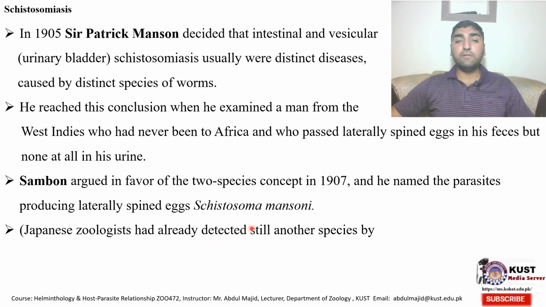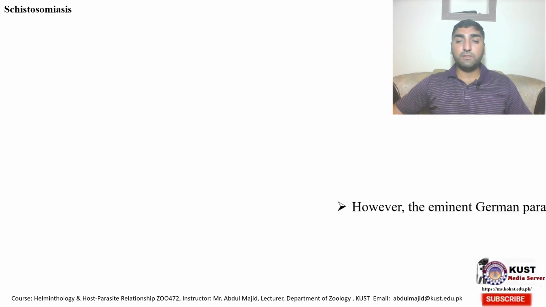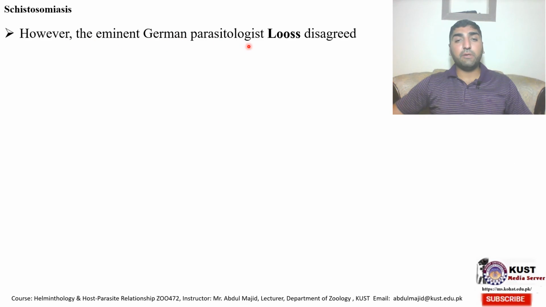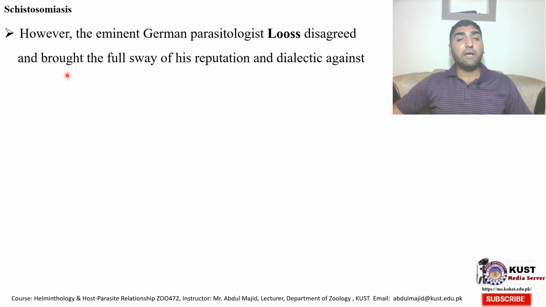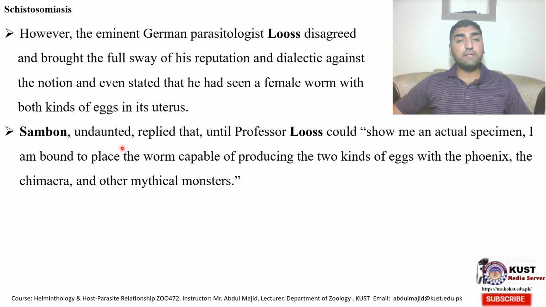Japanese zoologists had already detected still another species by this time, but their reports were generally unknown to Europeans, and that was later named Schistosoma japonicum. However, the eminent German parasitologist Looss disagreed and brought the full sway of his reputation and dialect against the notion, and even stated that he had seen a female worm with both kinds of eggs in its uterus. But Sambon, undaunted, replied that until Professor Looss could show him an actual specimen, he was bound to place the worm capable of producing the two kinds of eggs with the phoenix, the chimera, and other mythical monsters.